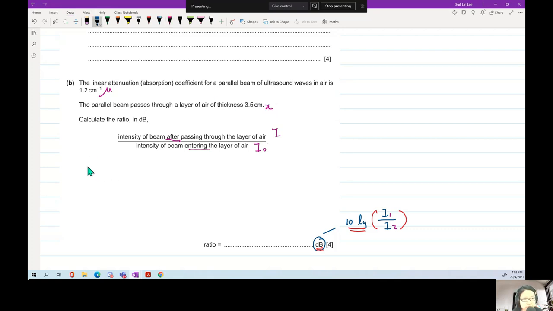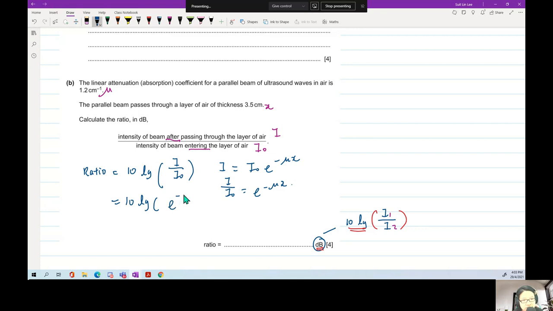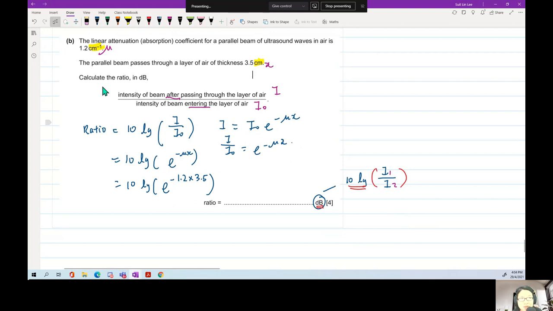So we want the ratio in decibel to be 10 lg, big bracket, I over I naught. But I also know I is equal to I naught e to the negative mu x. So I over I naught is e to the negative mu x. So I will substitute this as 10 lg e to the negative mu x. Do I have mu? Yes, 1.2. This is 3.5 cm. Miss, no need to convert. Per cm and cm, they cancel out. We have done this exercise for the radioactivity equation. So now we just press calculator.